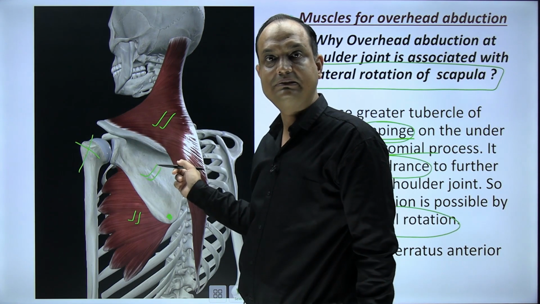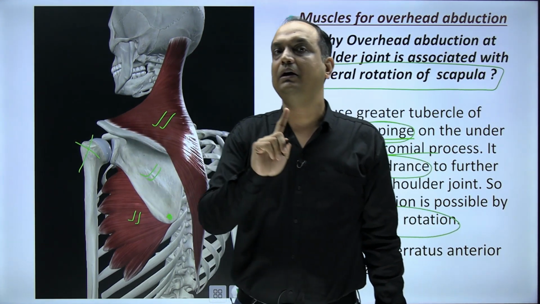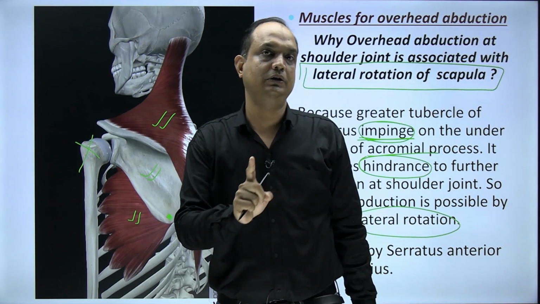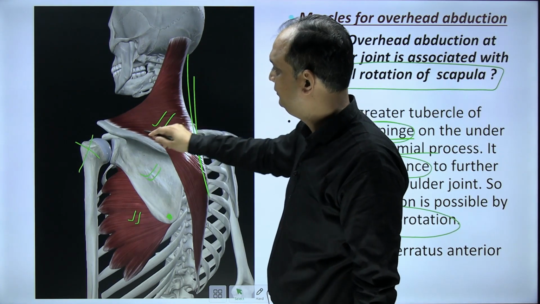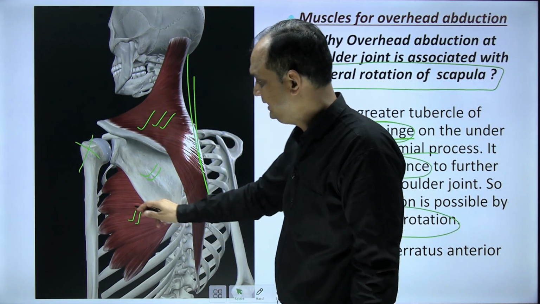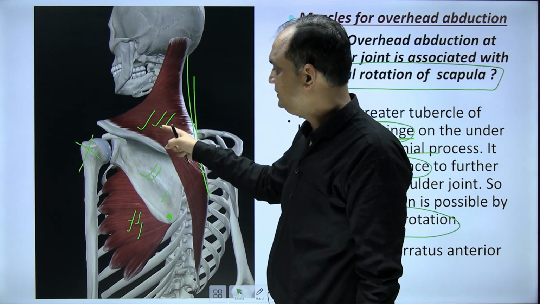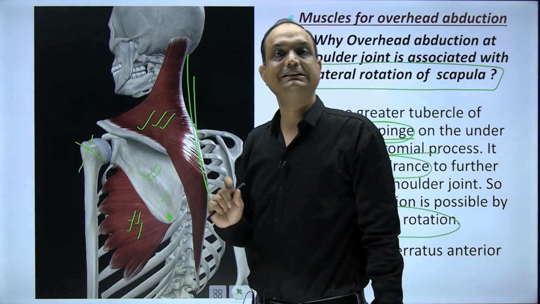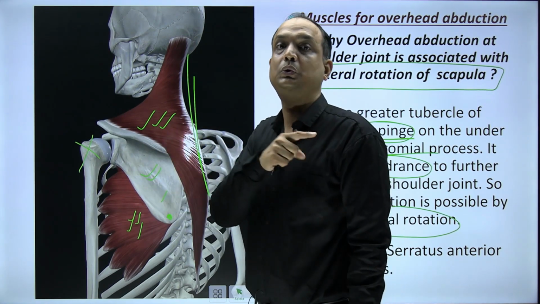So here you can see the muscles which are connecting the scapula with the trunk, not the humerus. Here you can see this is a connection of the midline with the scapula, and this is a connection of the chest wall with the scapula. So these muscles, which are purely inserting on the scapula, are responsible for the overhead abduction at the shoulder joint.